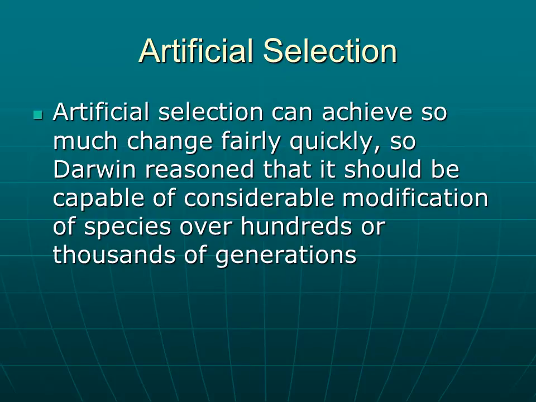Darwin saw our ability to do this. He saw how quickly this could happen. So he came to the conclusion that if we can selectively breed traits into organisms or plants quickly, then it shouldn't be out of the question that modification of traits could happen in the wild, especially if given hundreds or thousands of generations or even millions of years. So artificial selection can achieve so much change fairly quickly that Darwin reasoned it should be capable of considerable modification of species over hundreds of thousands of generations.